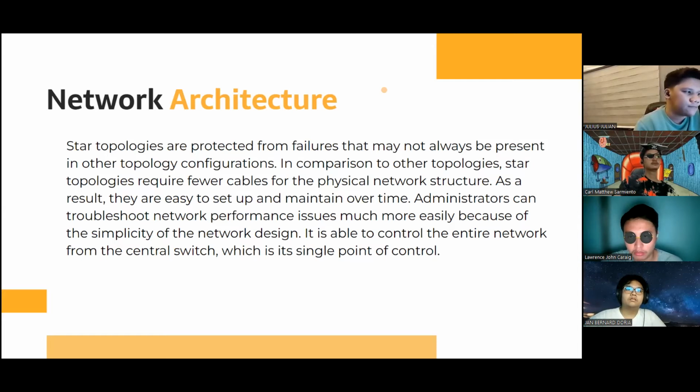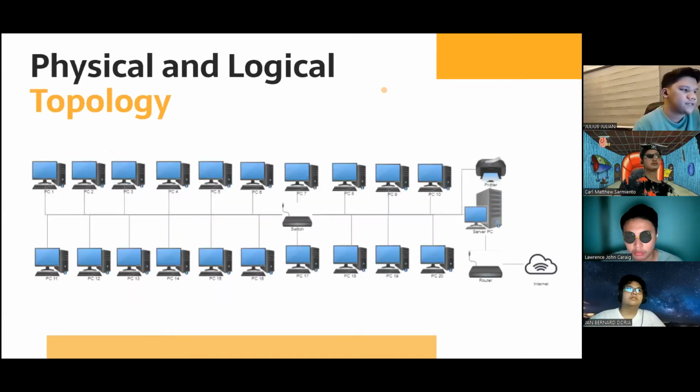So for their physical and logical topology, this is their physical and logical topology. They have one server PC that is linked to a switch, router, and printer, and their client PCs are connected to the server PC through the switch. So they have a total of 20 client PCs. They are also utilizing a diskless setup, which is a computer system without hard drives. Instead, each computer uses network attached storage drives on a server to store data.